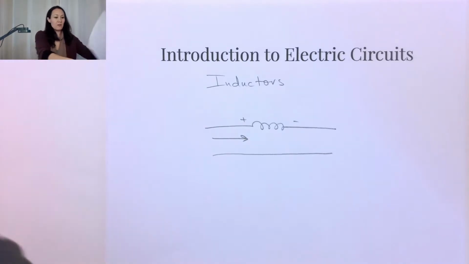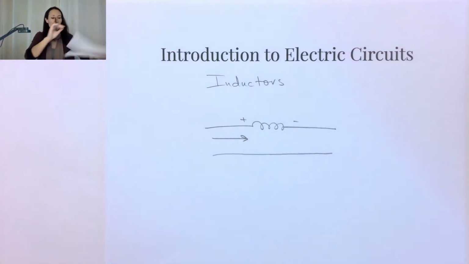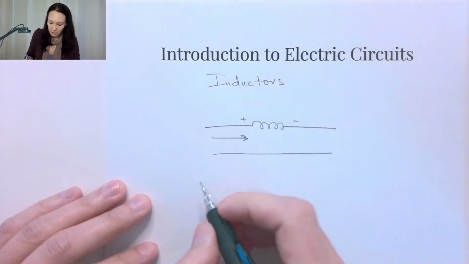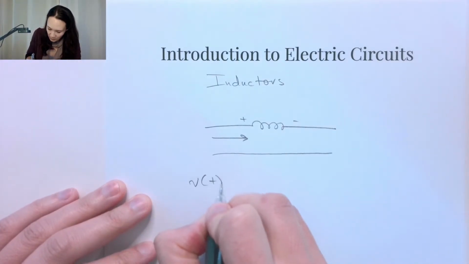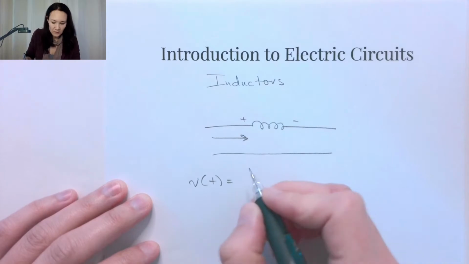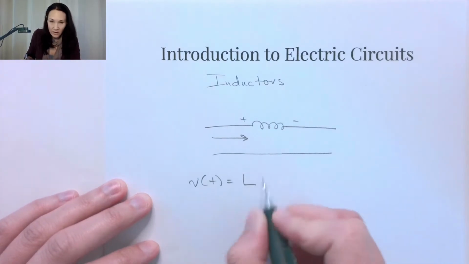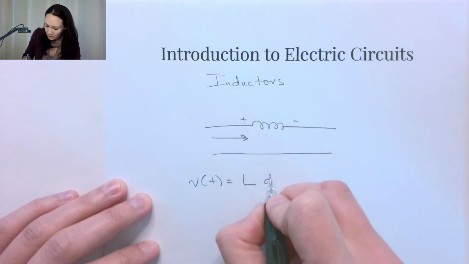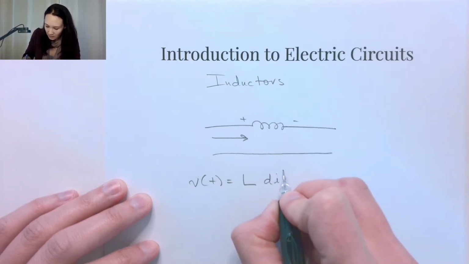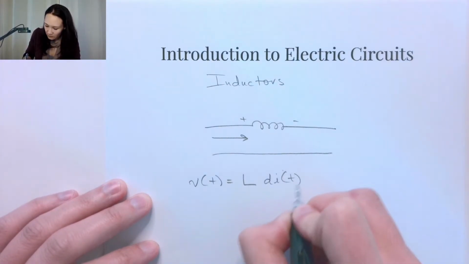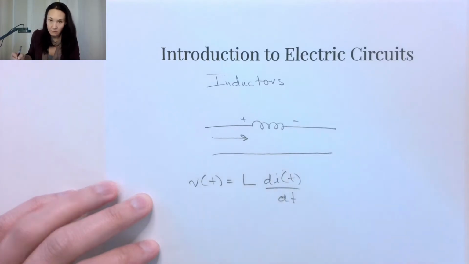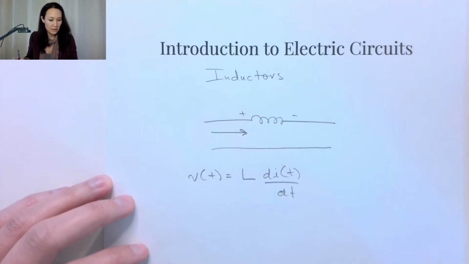So hooking up an inductor to DC is basically going to act like a short circuit. So given that we need a change in current in order to have a voltage drop across an inductor, our voltage equation is V of t equals L, the inductance value in henries, which is just an intrinsic constant of the inductor, times the derivative of the current with respect to time, dI(t)/dt.